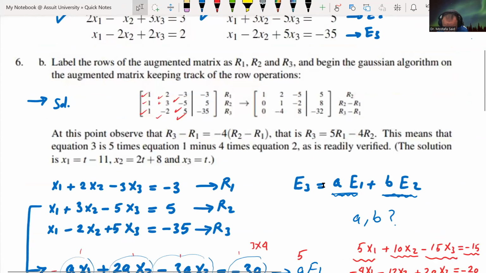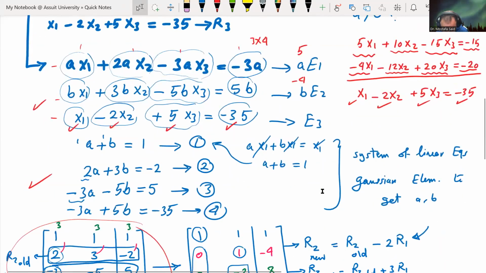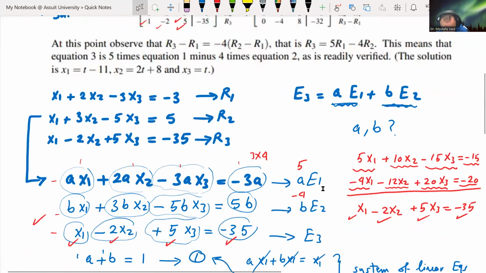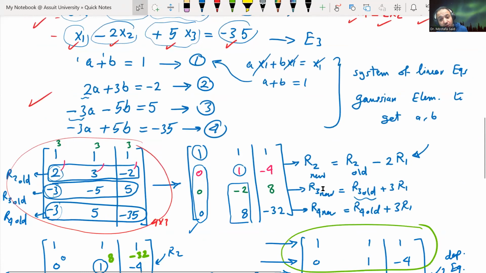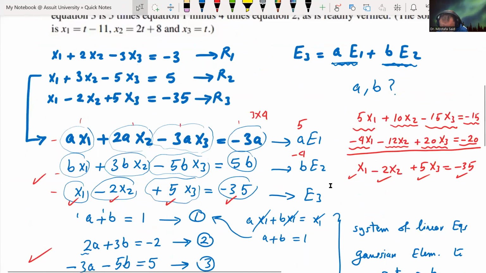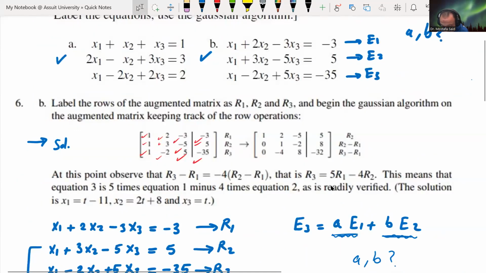Let's check again. Minus 3, minus 5, 5. Yes. The fourth row should be the fourth column: minus 3, 5, minus 35. Okay? That's basically what he did.